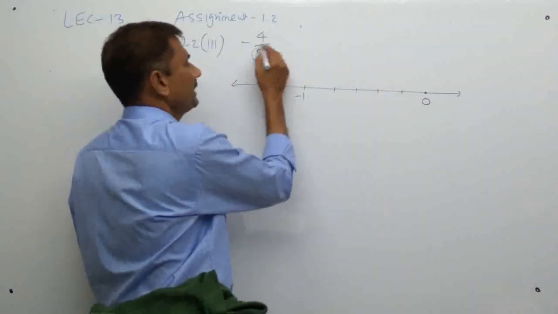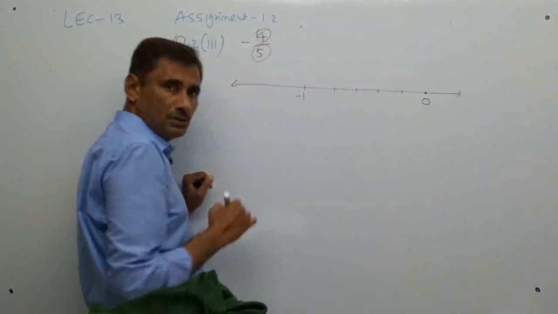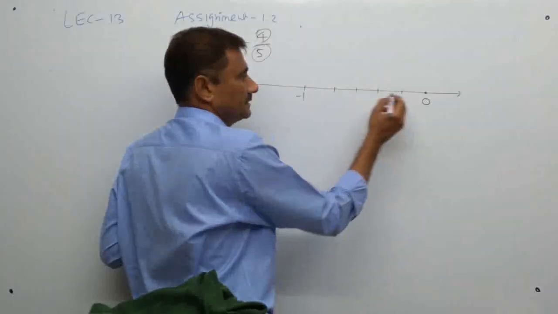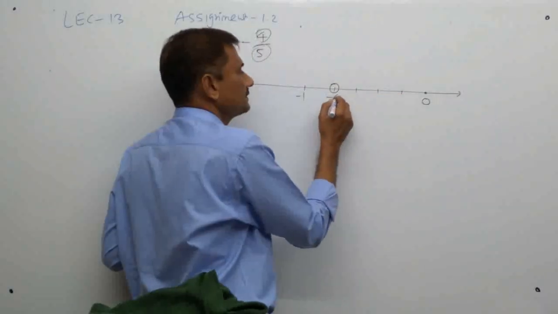According to 5, I decided how many gaps should be there. Now according to the numerator, look at which position it is. So first, second, third, fourth. So it is minus 4 by 5.